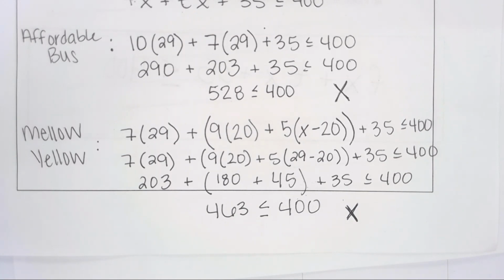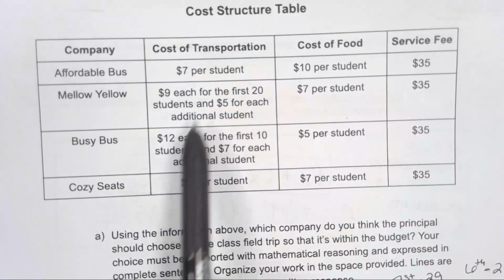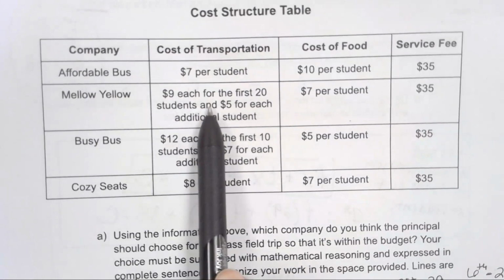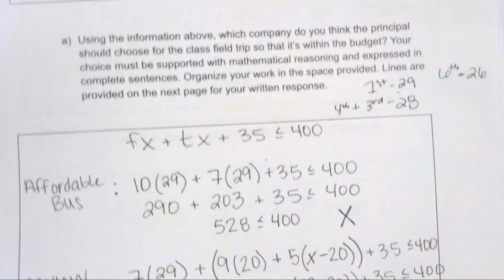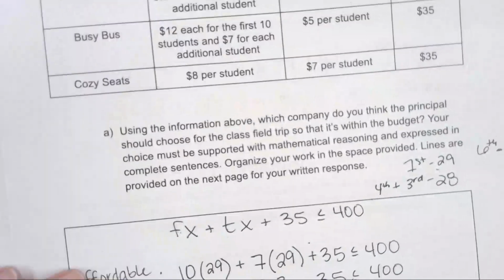Okay, so this is where I'm going to stop, and I want you guys to do the rest of this packet, okay? So if you guys notice, there is more text box on the 3rd page for you guys to show your work for the busy bus and the cozy seats. Okay, so make sure that you guys are organizing your work here. The busy bus, notice how the busy bus is going to be very similar for what we just did here to mellow yellow. So see if you guys can figure that out by comparing the busy bus to the mellow yellow. And then I want you guys to try and do the last page on your own as well.